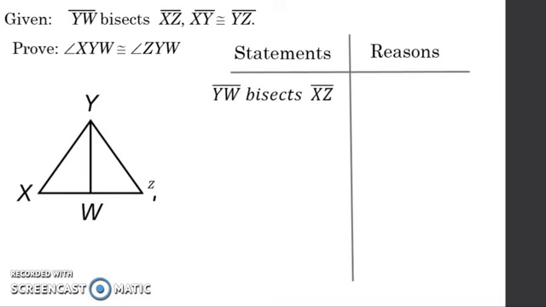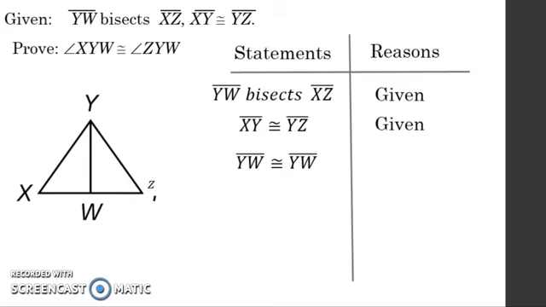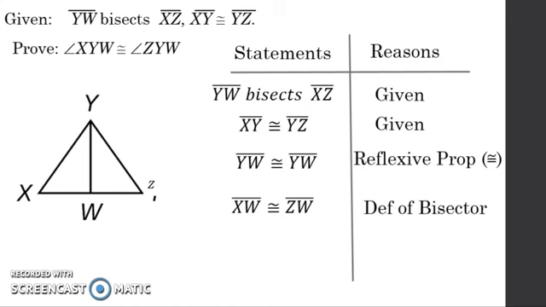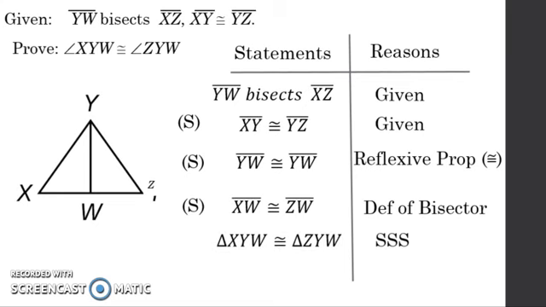So here, YW bisects XZ by given. We know that XY is congruent to YZ, which was also given. And we know that YW is congruent to itself by the reflexive property. Okay, so XW is congruent to ZW. We see that word bisects, so that's the definition of bisector. And we have 3 pairs of sides, so the triangles are congruent by side, side, side. Therefore, the angles are congruent because CPCTC tells us that because the triangles are congruent, the parts are congruent.